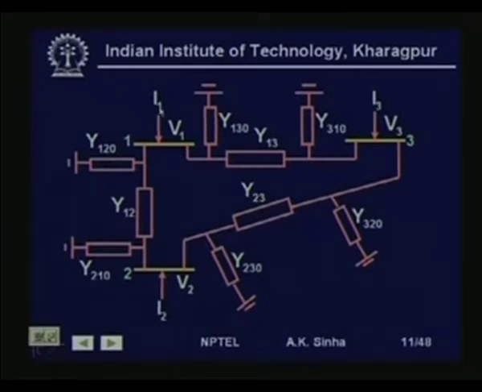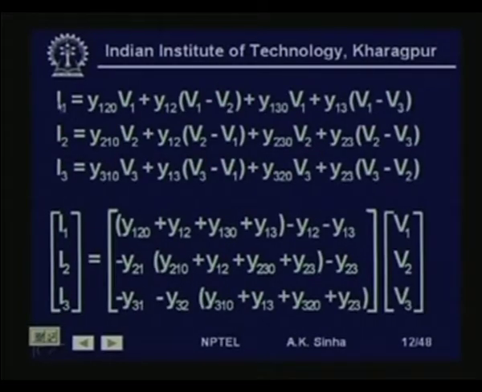Here what I have done is, instead of writing the injections P1 Q1, P2 Q2, P3 Q3, we have converted them as currents for the time being. So, we have a current injection I1, a current injection I2 here, and a current injection I3 here. Now, we can write down the relationship for the current injections in terms of voltages at the various nodes or the bus bars.